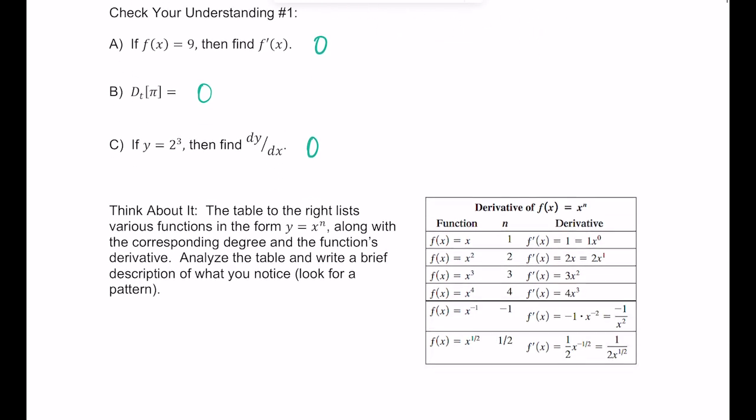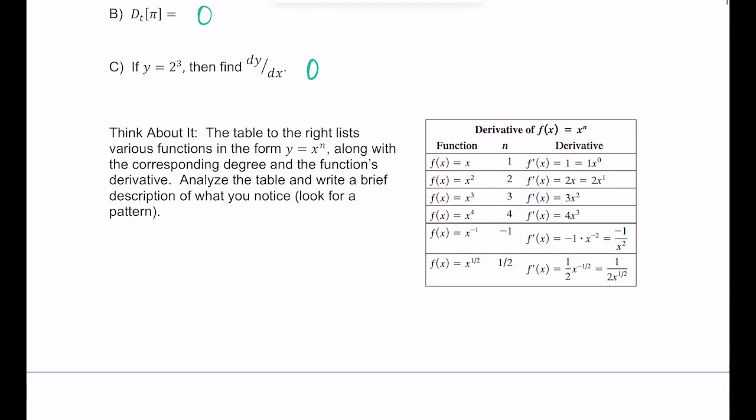Now, how do we figure out the derivatives for other types of functions when they're not constants? So what I'd like you to do is think about this table here, which gives you the function. It tells you n, which is the power, and it gives you the derivative. The table lists various functions in the form y equals x to the n, along with the corresponding degree and the function's derivative. Analyze the table and write a brief description of what you notice. Try looking for a pattern. Take a few minutes and try to do this. You can pause the video and then unpause when you're ready to go over it.